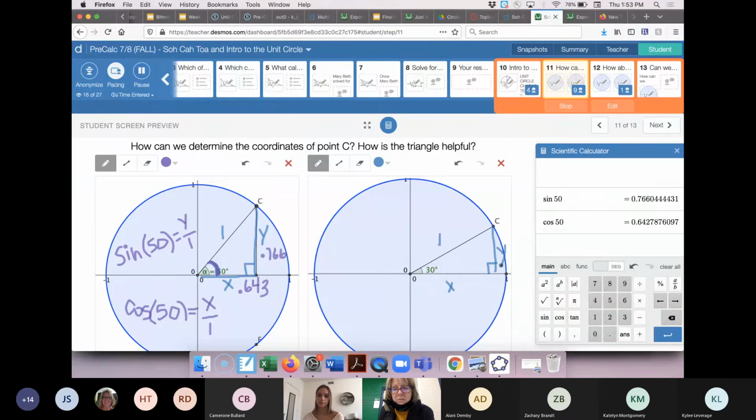So just let the calculator do all the heavy lifting for you. I spent a lot of time on this first one just to get the ideas out there, and hopefully in the future you'll think, oh, I can do this. Then x would be the cosine because it's adjacent.